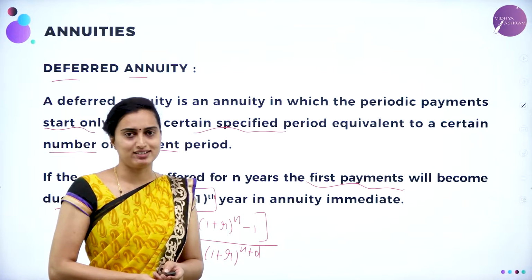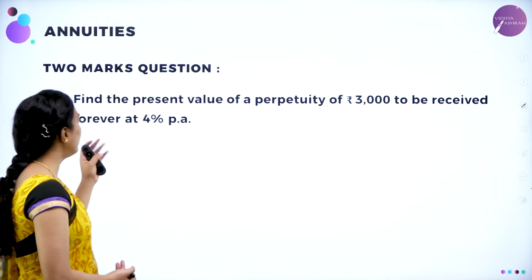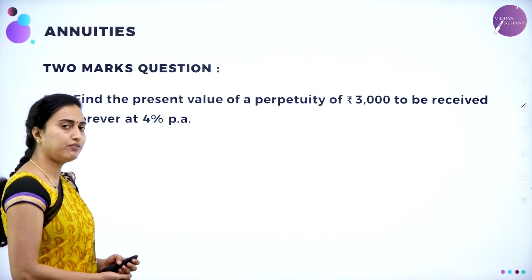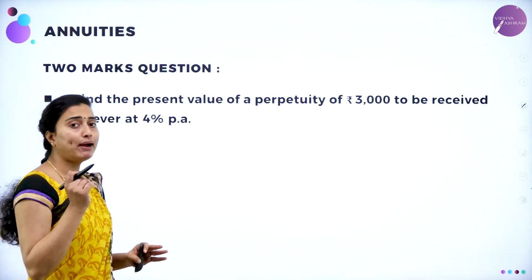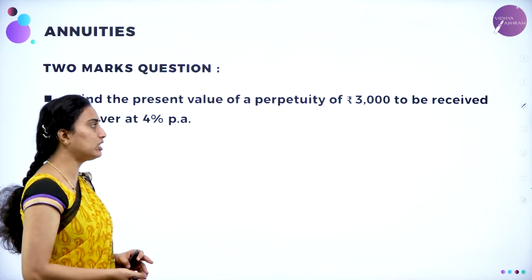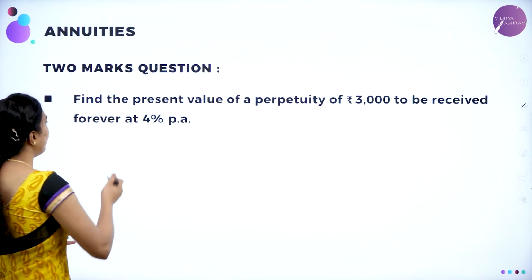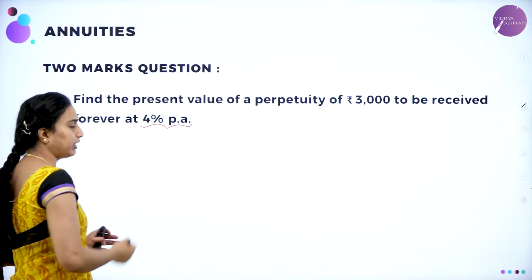You are going to get it. Now, we'll be moving on to solving the problems, dears. What they have asked in the first problem: Find the present value of a perpetuity of rupees 3000 to be received forever at 4% per annum.